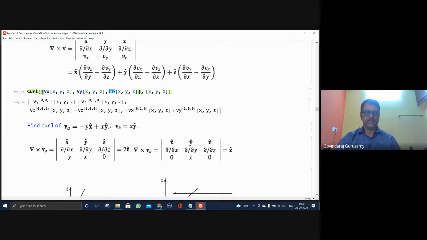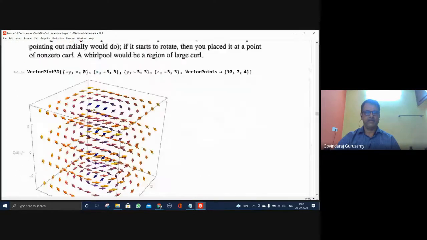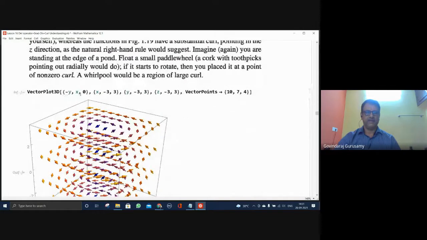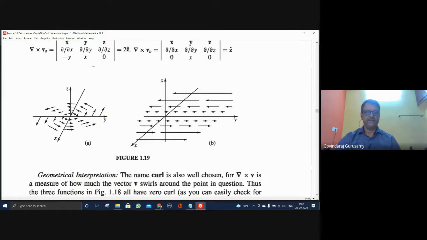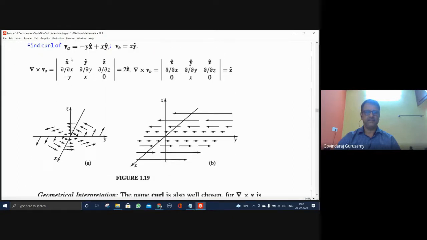This is actually the Mathematica code. When you ask to find out the curl, this is the curl that you have. Okay, now find the curl of V equal to minus y x cap plus x y cap. It will be plotted, yes. Vector field of minus y plus x. And we are asked to find out what is the curl. So there is a curl, magnitude 2z, which is pointing along the z direction.